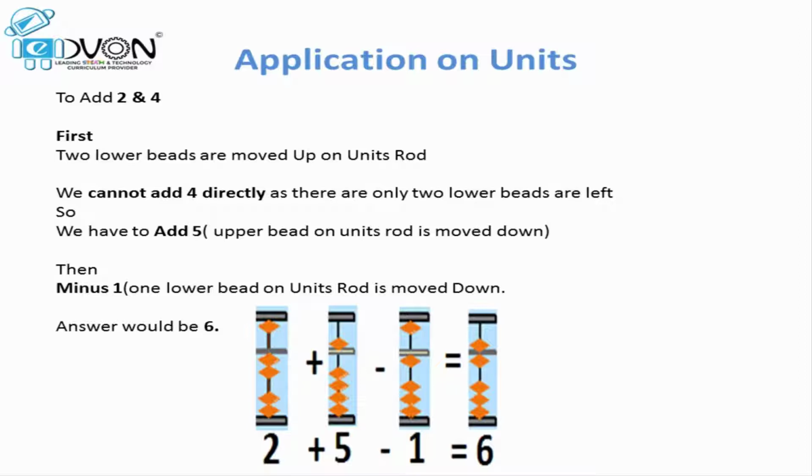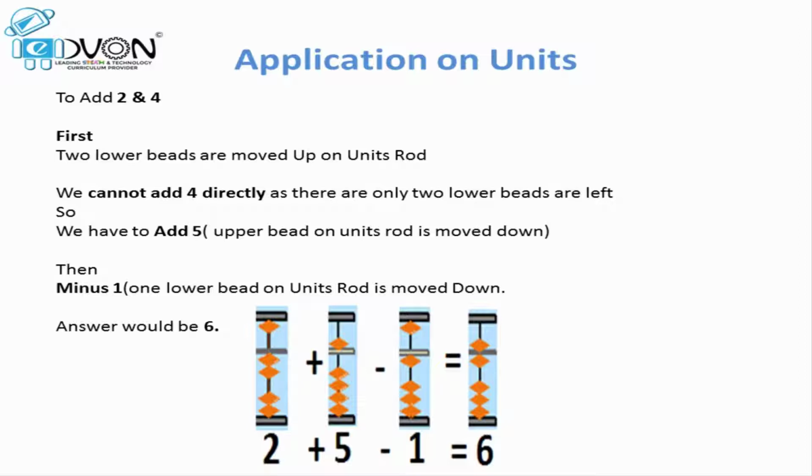Let's take the same example for fingers. If we want to add 2 and 4 together, how will we do that on fingers? First, we will place 2, means we will open 2 fingers on our right hand. Now to add 4, we do not have enough fingers left. We have only 2 fingers and thumb which has the value 5. So we cannot directly add 4.